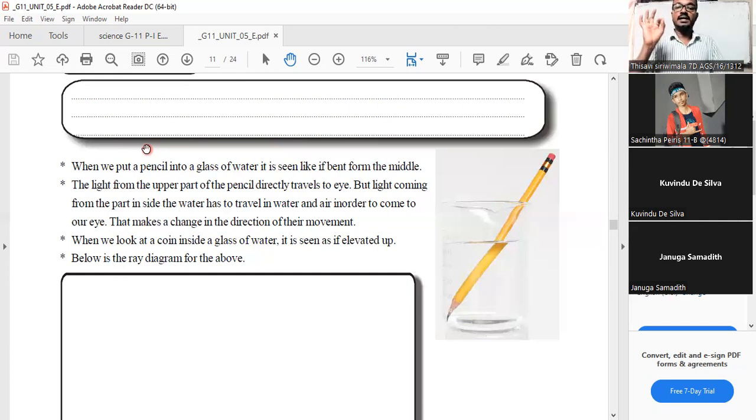When we look at a coin inside a glass of water, it is seen as if elevated up. The same thing happens when we go near a swimming pool, right? If the depth is not mentioned, sometimes it is difficult to get an idea about the depth of it. Most of the time, they have marked it on the surface.